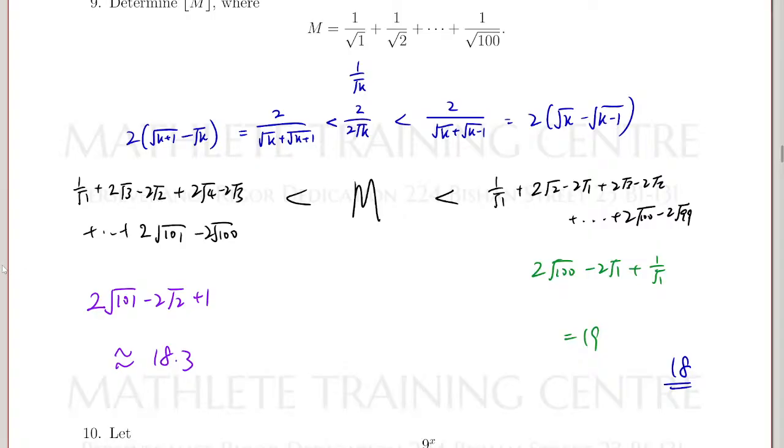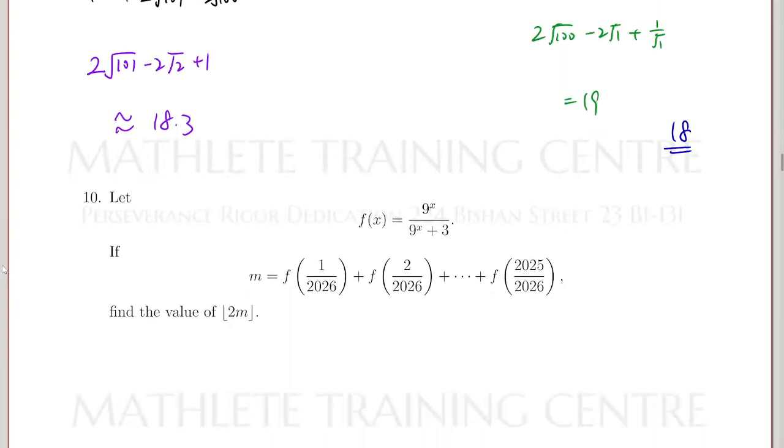Anyway, question number 10. This is a question I've seen many, many times before already. You already know that basically the idea is just to pair this one with this one, and the sum will be 1. So this sum will be 1, this sum will be 1, this sum will be 1, and so on and so forth. So m itself will be equal to 2025 over 2. So then 2m will round out to 2025.